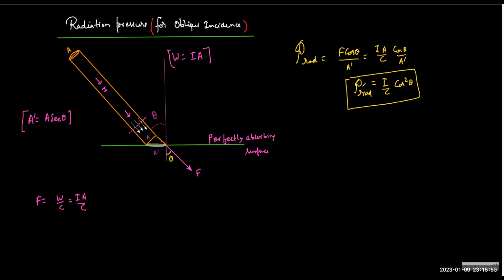Also, it is not just that the area has increased, but the force component acting normal to the surface has also decreased, right? So F has become F cos theta and A has become A by cos theta. So that's why the overall answer has gone by cos square theta. There's a double decrement factor of cos: one cos theta due to the area increase, and one cos theta due to the component of force. So that's why the answer is cos square theta.